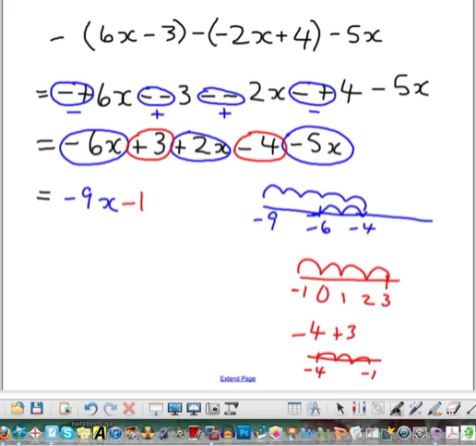I take a look and I say, can I simplify this anymore? I'm not allowed to add like terms. Therefore, that is the end of my question.